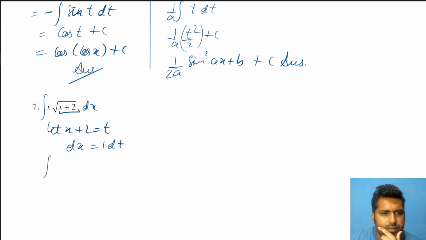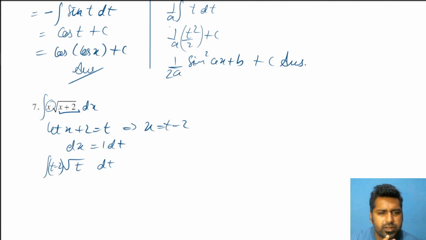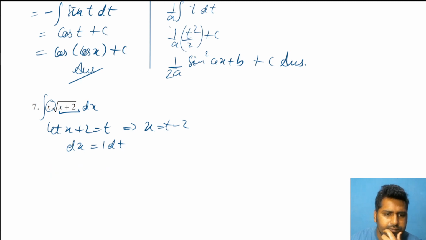So let's put the value. Integration dx will be replaced directly by dt. Root x plus 2 becomes root t. What about this x? So let's generate x. X is t minus 2. And you might think this has not made the question so much different than the previous question one. Okay. Look at this. Integration, it is (t minus 2) root t dt.